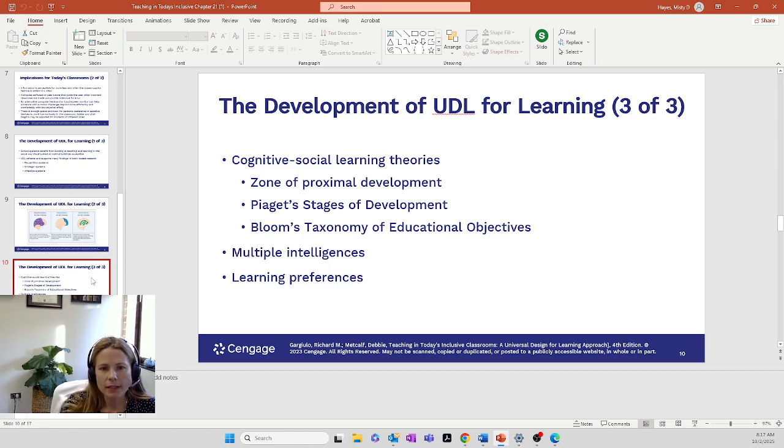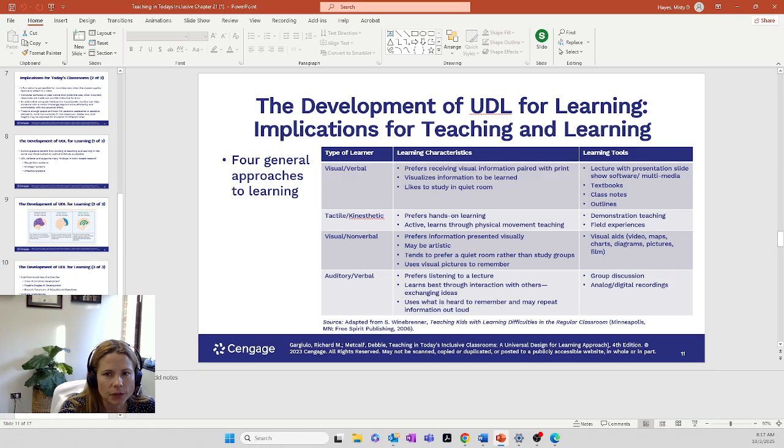So we have the cognitive and social learning theories, which is the zone of proximal development, Piaget's stages of development, and then also Bloom's taxonomy. We look at learning preferences. We also look at multiple intelligences. So all of these are really taking in UDL. We're all combining this for the universal design for learning.